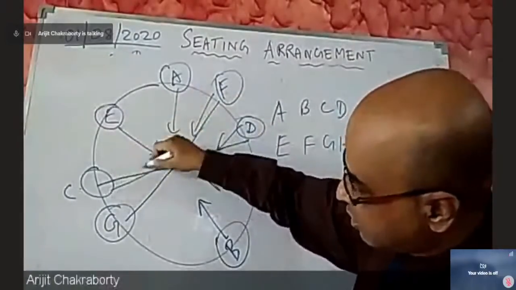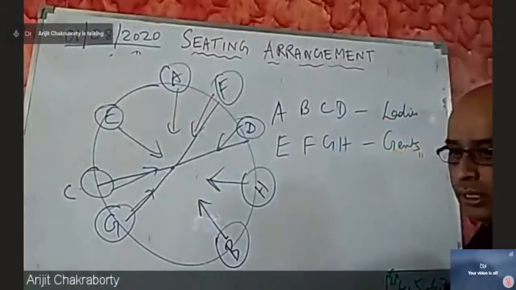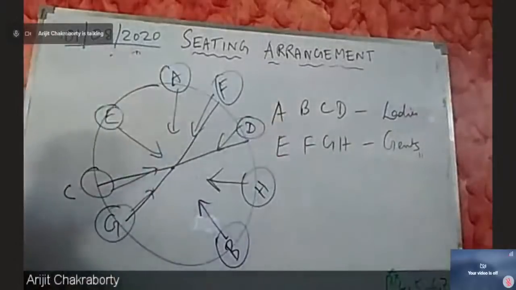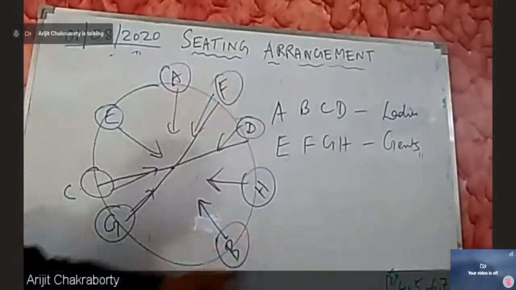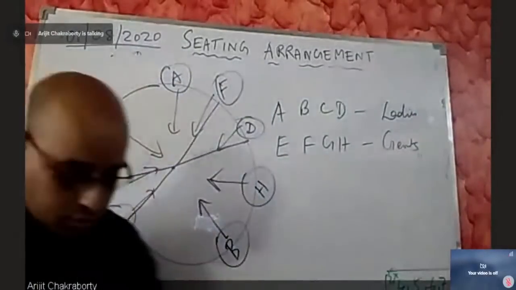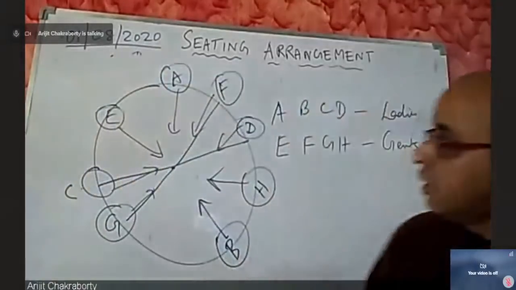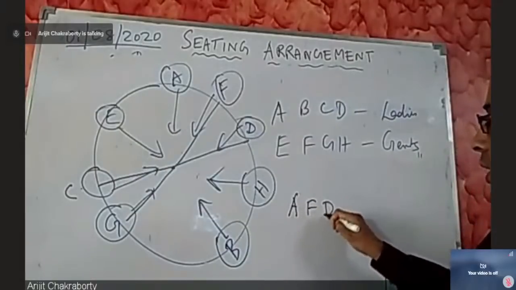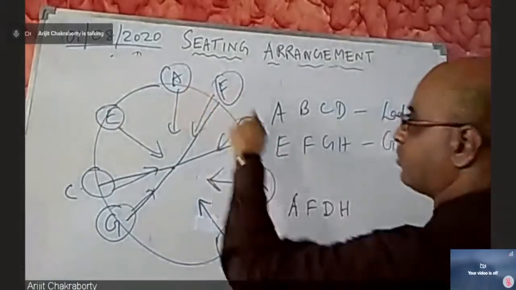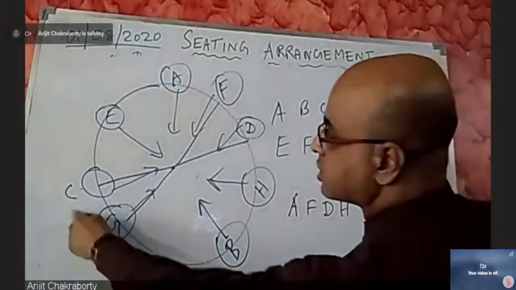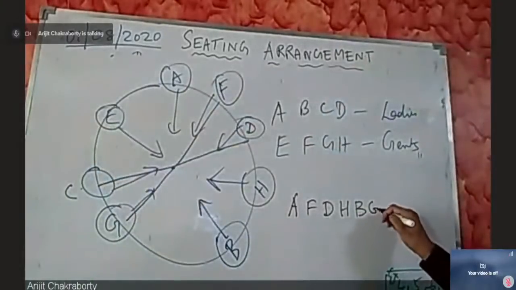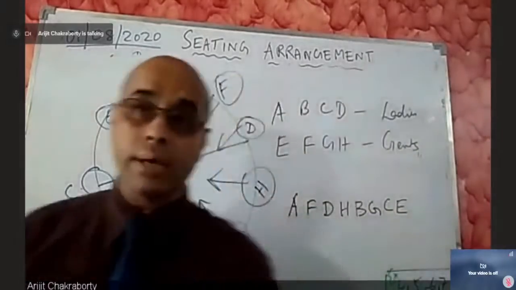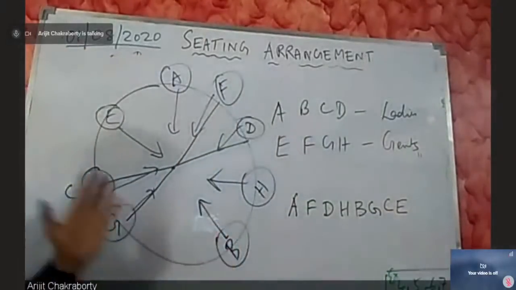Please note, if you see the order, I think we have solved the order. If you see the clockwise direction, then let me write the order: A, F, D, H, B, G, C, E. This is the order which I am arriving at by applying the conditions.